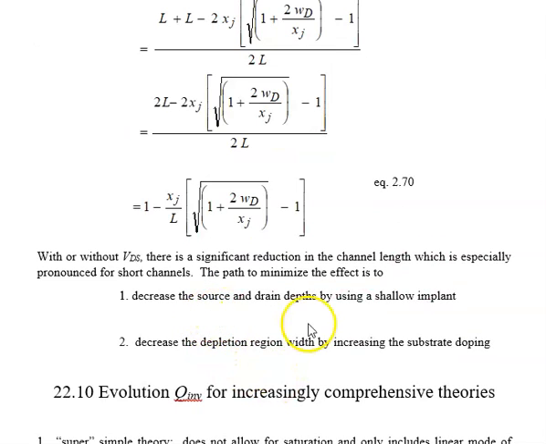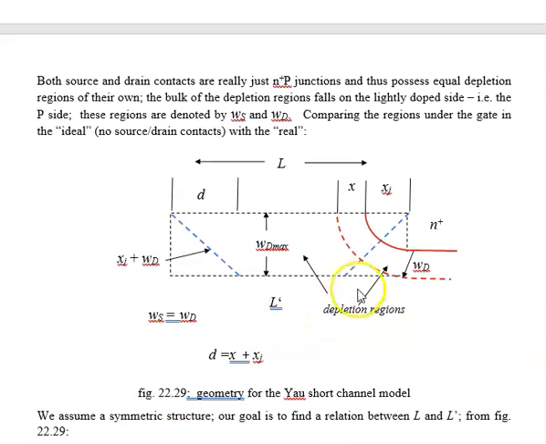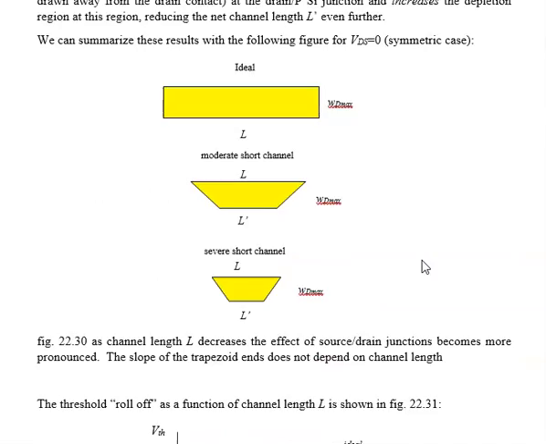We have narrow source and drain depths by using a shallow implant, but the other thing we have to do is to decrease the depletion region width. How do we decrease the depletion region width? Well, this is the bottom line of the whole exercise. We decrease the depletion region by increasing the substrate doping. The higher the substrate doping, the higher the concentration of holes in the P region, and the smaller the WD. And that is a really, really important thing that we can do.